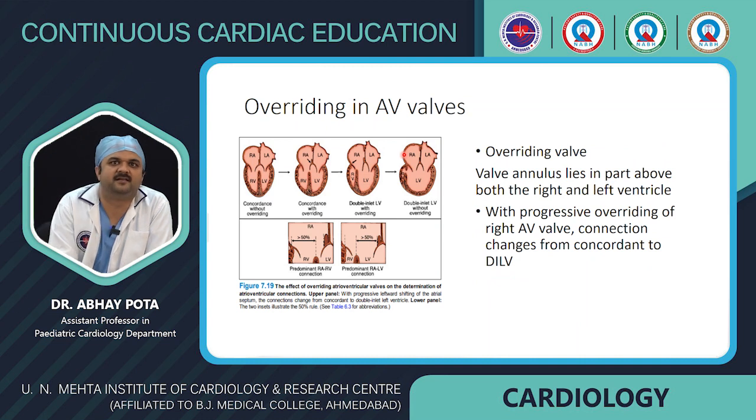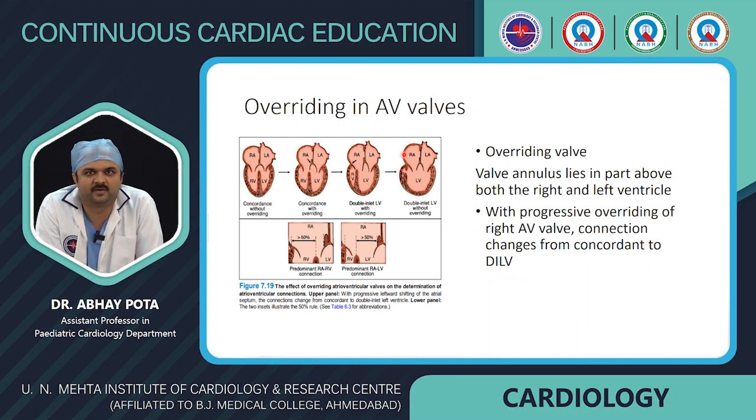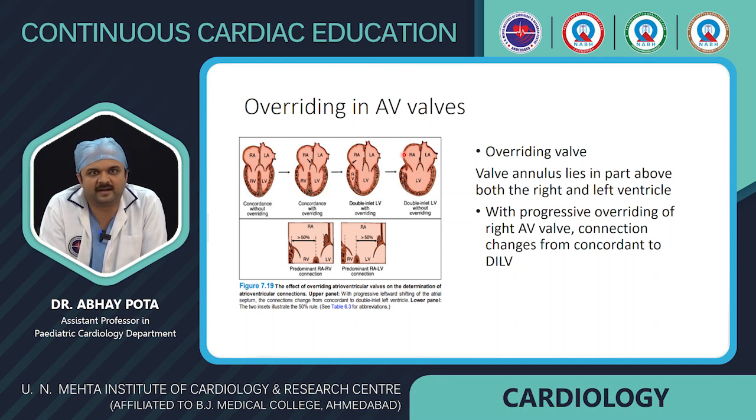Next is overriding. What is overriding of AV valve? Overriding is basically when the valve annulus lies in part above both the right and left ventricle. Normally the right AV valve annulus lies above right ventricle, left AV valve annulus lies above left ventricle. But when there is overriding, it lies in part above both right and left ventricle. A single annulus lies above both.